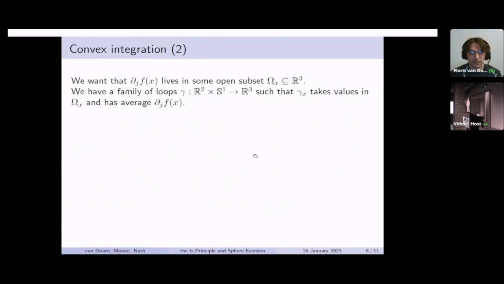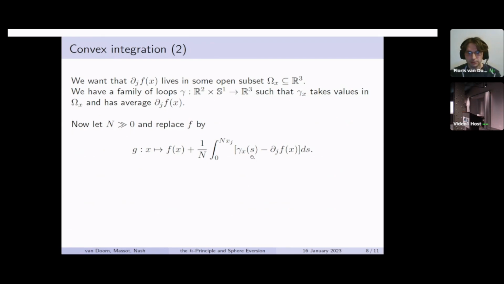So once we have these subsets and we have these loops gamma, then we can write down this formula, which might look a little bit daunting, but actually isn't that bad. So we take a very large natural number n, or well, it doesn't have to be natural, but a very large number n, and then we map x to f of x plus this modification. And this modification is using this family of loops to average out the jth partial derivative of f.